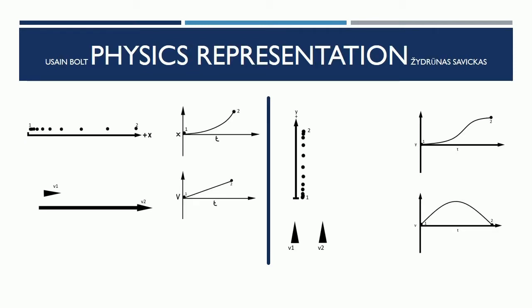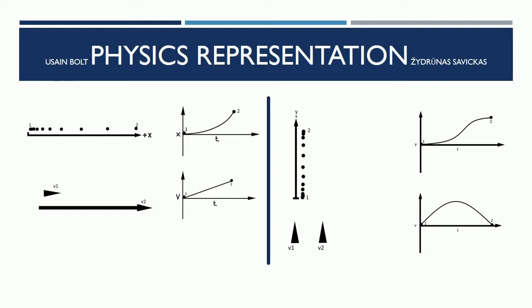Physics representations. Usain Bolt's motion diagram shows that he speeds up. It also shows he's traveling in the positive direction, east. The velocity vectors show that he starts from rest and ends in motion. The displacement graph and the velocity graph show that the acceleration is constant.